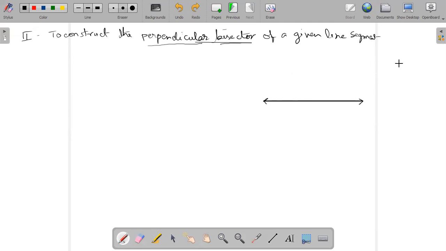Okay, so let's see how to draw this one. We are given a line segment AB. So the first point is given: AB is a given line segment. Steps of construction we will write together. We will do it and write here.